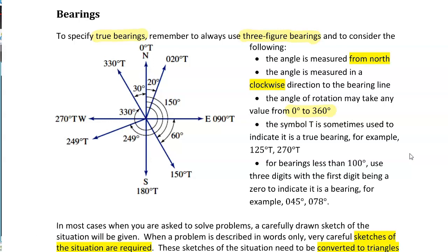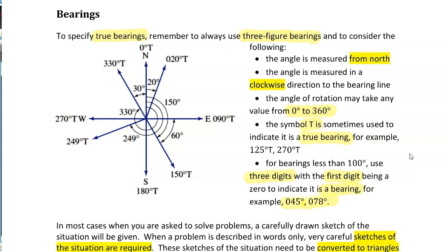Often you'll see the symbol T to indicate that we're talking about a true bearing. Okay, so for bearings less than 100 degrees, you still have to use the 3 digits, with the first digit being a 0 to indicate it is a bearing. For example, 045 degrees, 078 degrees.